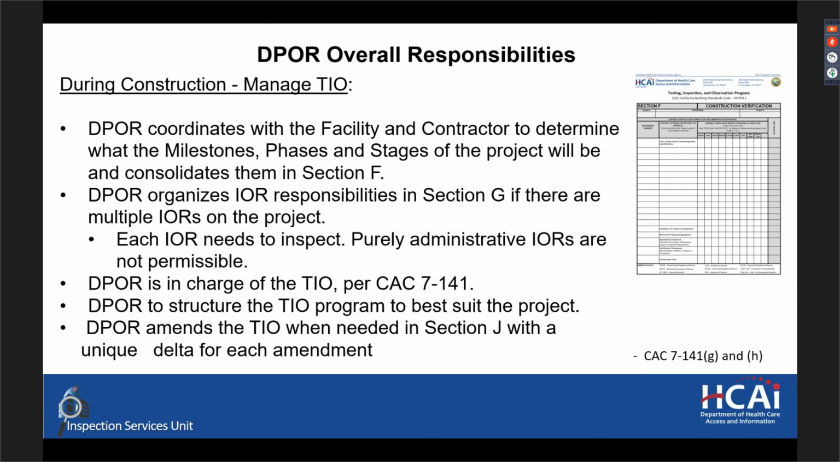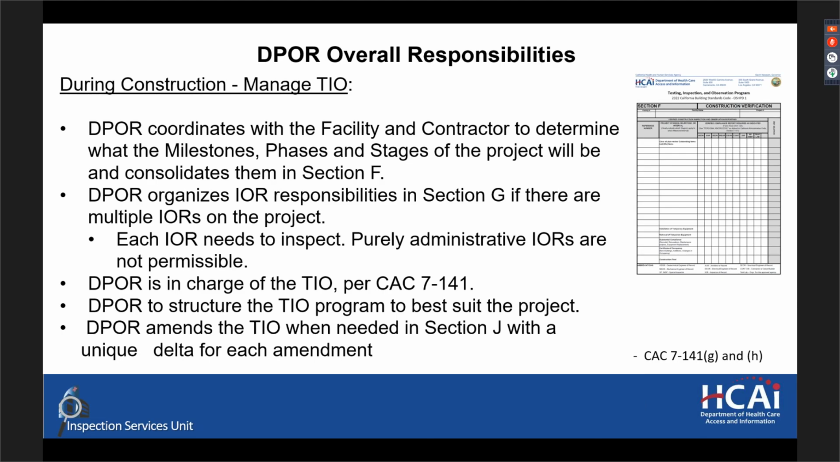So moving down into section F of the TIO, the DPOR will coordinate with the facility and the contractor to determine what the milestones, phases, and stages of the project will be, and consolidate them in section F. The snapshot that you see on the right side of the screen, that is what the TIO looks like when you receive it. There are 5 milestones that are just default.